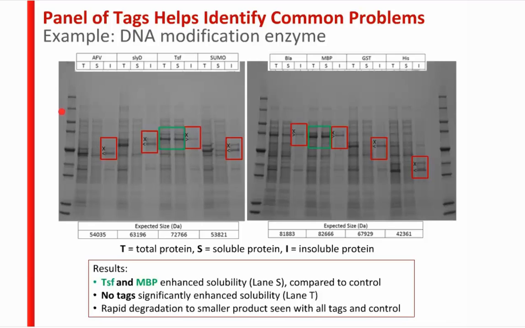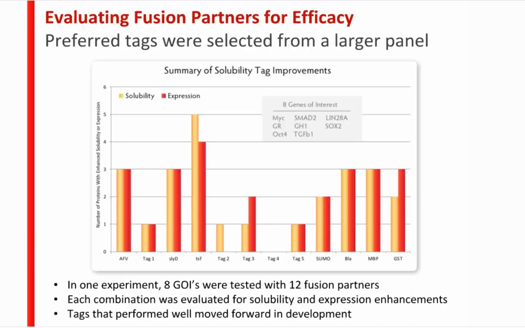So I mentioned that these tags were selected from a larger panel by trial and error. What we did was to mine the literature for targets that are known to be challenging to express, and then we cloned and expressed them. And some of those targets and some of those tags that we found in the literature just naturally dropped out. So some of the targets that were supposed to be really difficult didn't turn out to be so difficult in our hands. And some of those tags that we tried were really not good at either solubility or expression enhancements.